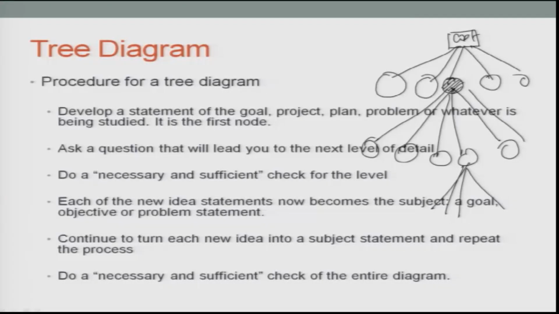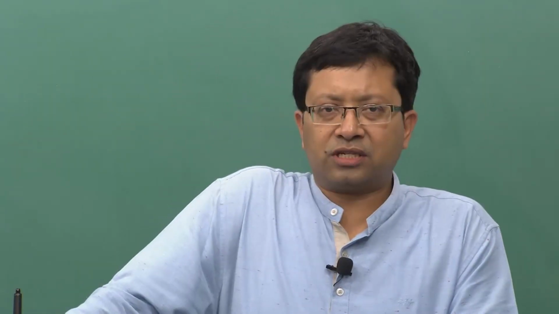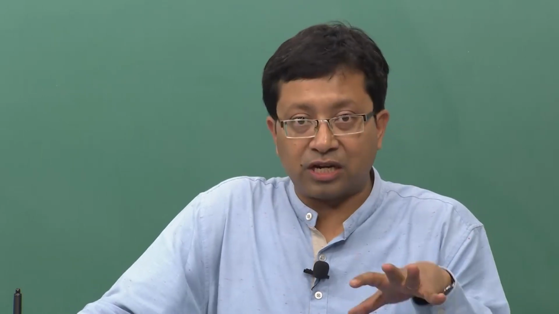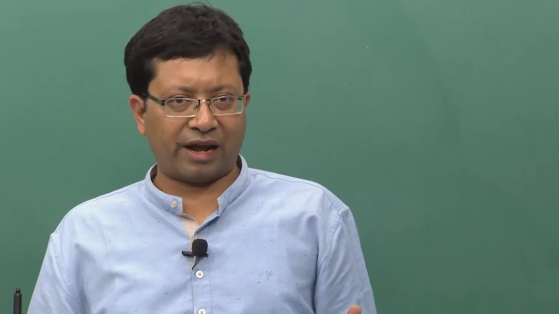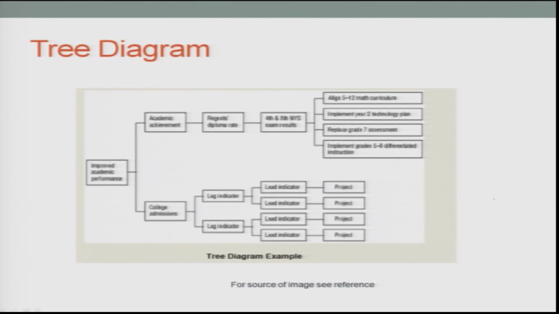Continue to turn each new idea into a subject statement and repeat the process. Do a necessary and sufficient check for the entire diagram and see if this is a logical sequence of how the idea has been explored. So, this is one. The diagram which I just showed you in the last slide was done in a horizontal manner, and in this case the tree diagram is given in a vertical manner. In such a sense, the trees are moving from left to right, and in the other diagram which I showed you a few seconds back, it was coming from the top to the bottom.